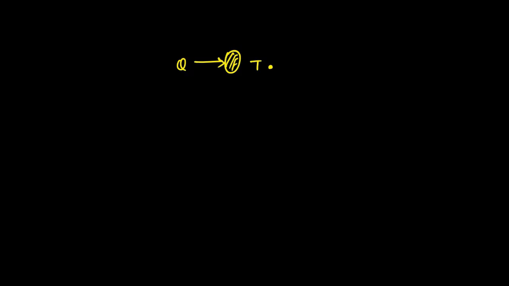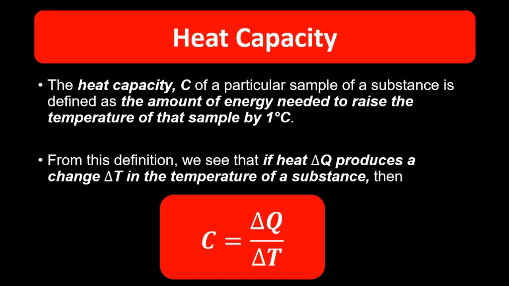Okay, so you know already about heat capacity. Heat capacity of a particular object or substance is the amount of heat required to raise its temperature by 1 degree Celsius. As it is evident that whenever heat is supplied, there will always be an increase in temperature, as it is evident from this equation. An increase in heat will lead to an increase in temperature.